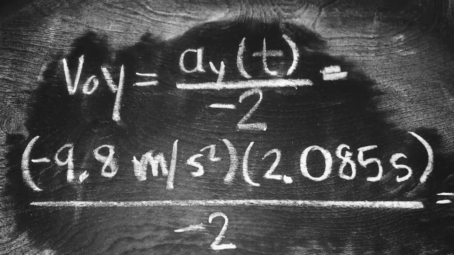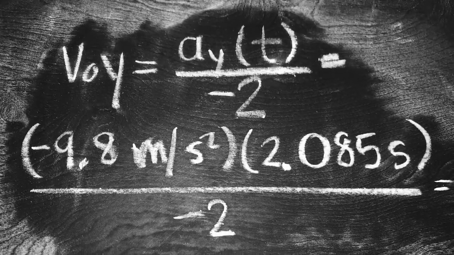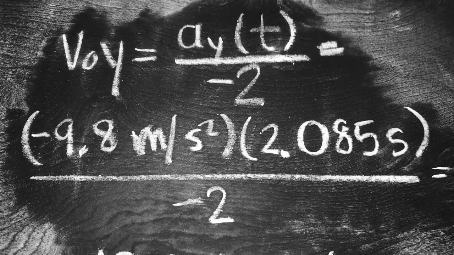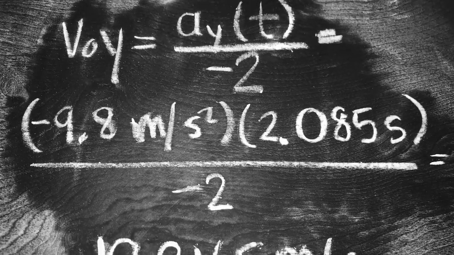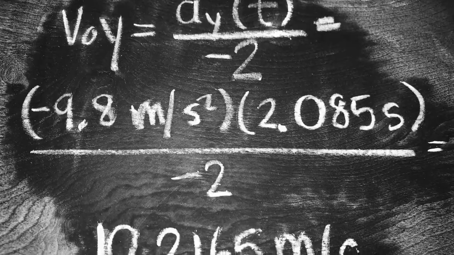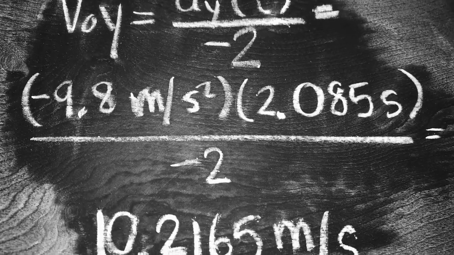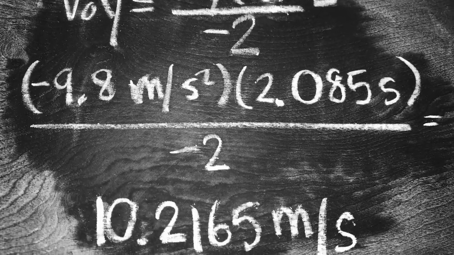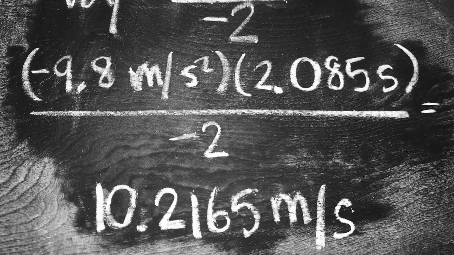Now all that's left is to plug in the variables, so the acceleration in the y direction is -9.8 meters per second squared multiplied by 2.085 seconds divided by -2. This gives us an initial vertical velocity of 10.2165 meters per second.